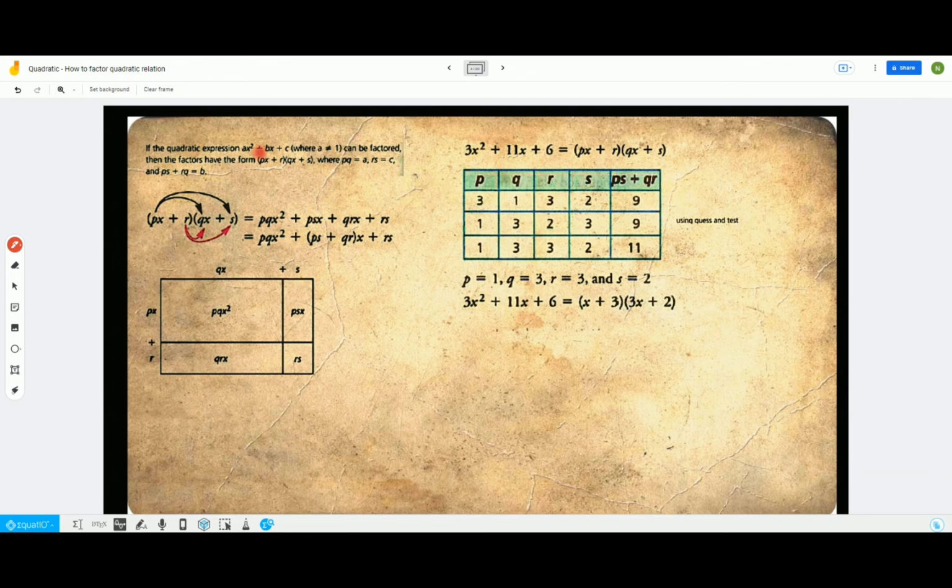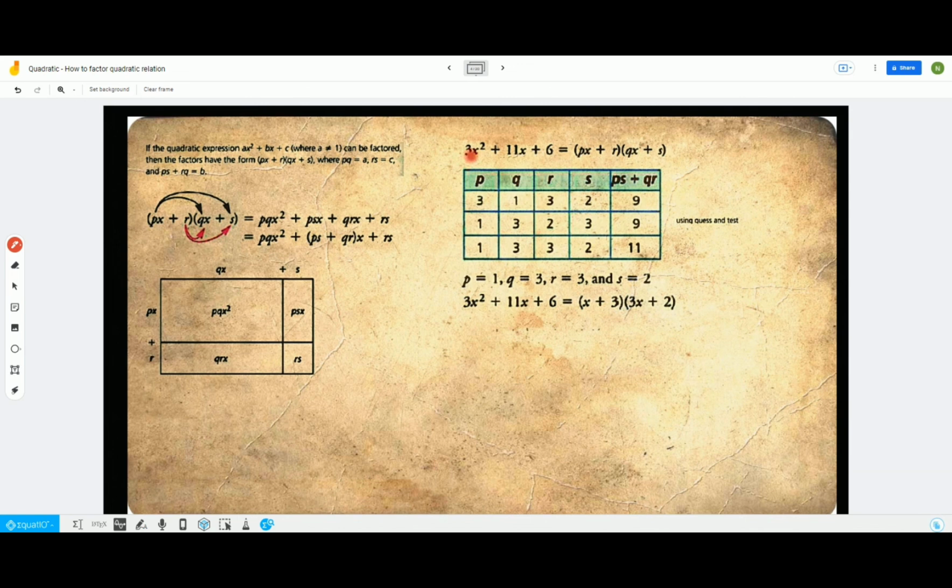If the quadratic expression ax squared plus bx plus c, where a does not equal 1, can be factored, then the factors have the form px plus r and qx plus s. It's a two-factor binomial where pq equals a, rs equals c, and ps plus rq equals b. Look at expanding this one. So we collect two like terms and see pq should equal a, right? So pq is two numbers that come from a, and rs comes from c. So rs is a factor of c, right? So ps plus qr should be b, right? So this is a rectangular area model. And let's look at this example, right?